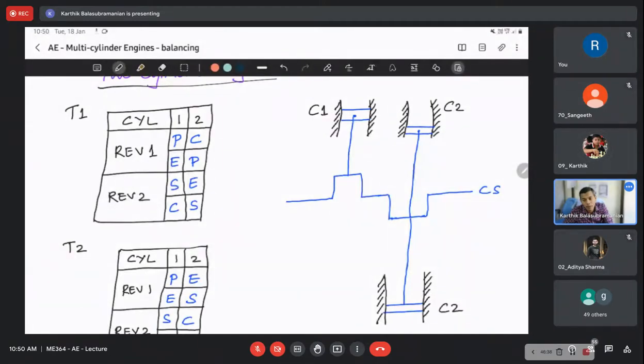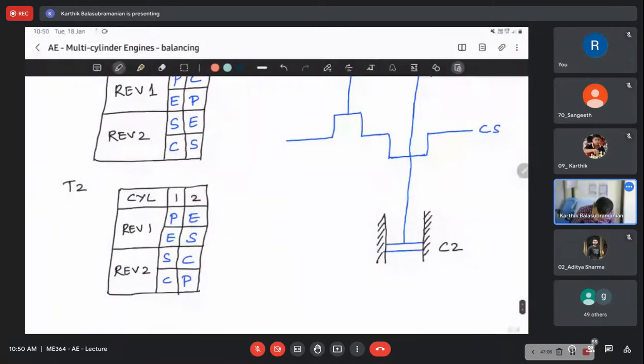Yes, sir. So in both cases, you can now have, then what kind of arrangement you can have? Then the tables will be different now. So when there is a power stroke in 1, you can also have a power stroke in 2. Or when you have a power stroke in 1, you can have suction in 2. Correct? So for this, I can again draw a table.